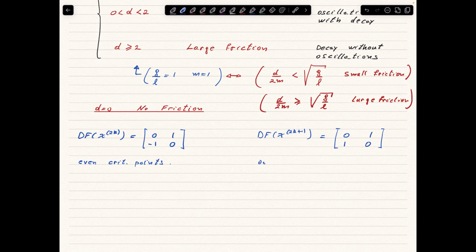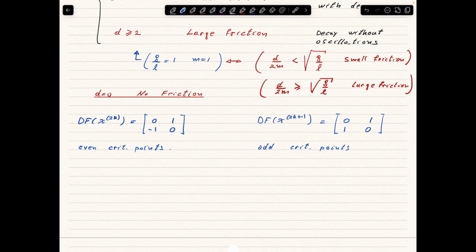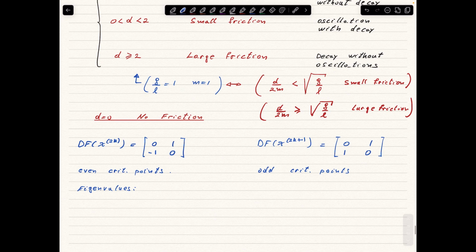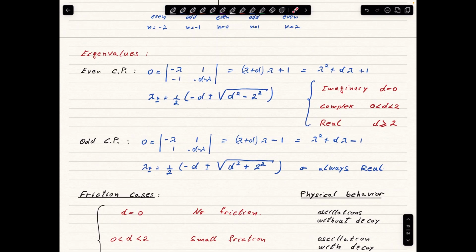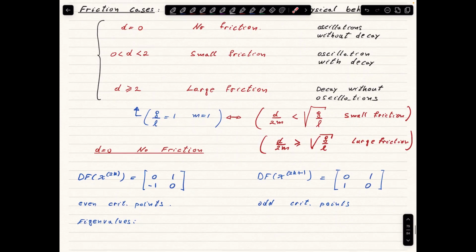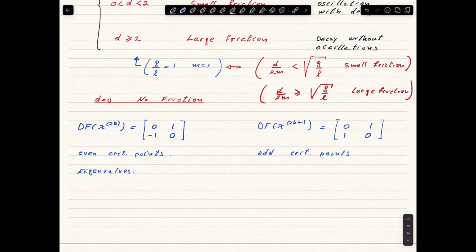And here we have odd critical points. What happened with the eigenvalues? Well, we computed the eigenvalues up there. If you recall, we are in the even critical points. This is 0, this is 0, plus minus 2i divided by 2, so plus minus i. So we have here lambda plus equal i, lambda minus equal negative i.